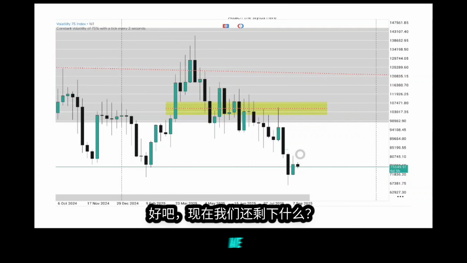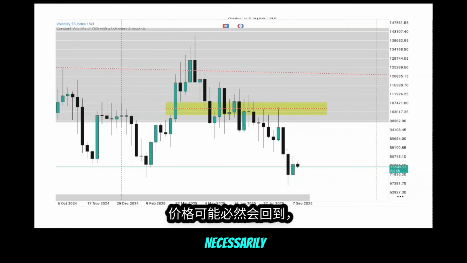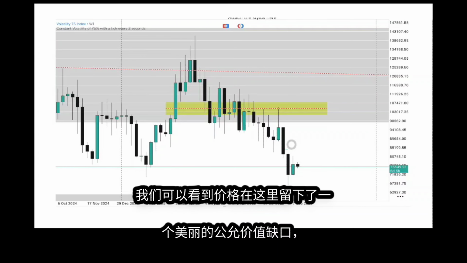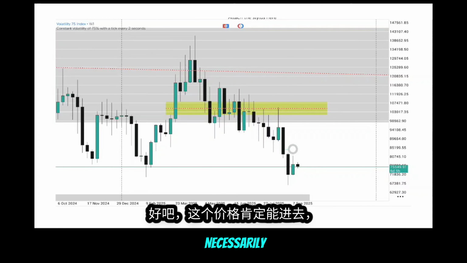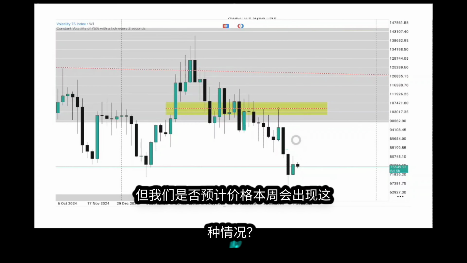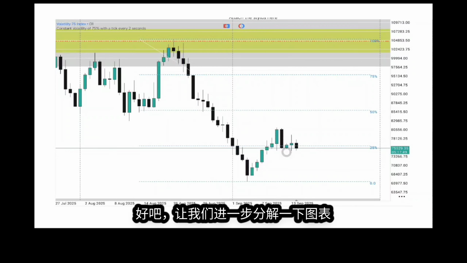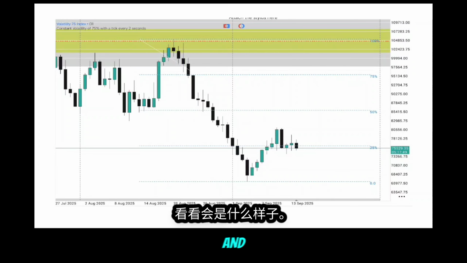Okay, now what have we left untouched? Are there any liquidity reference points that price might necessarily trade back to? Okay, fine. Yes, we can see that price has left a beautiful fair value gap right in here. Price can necessarily go in there, but are we expecting that price is going to do that this week? Well, let's go down to a further breakdown of the chart and see how it's going to be.